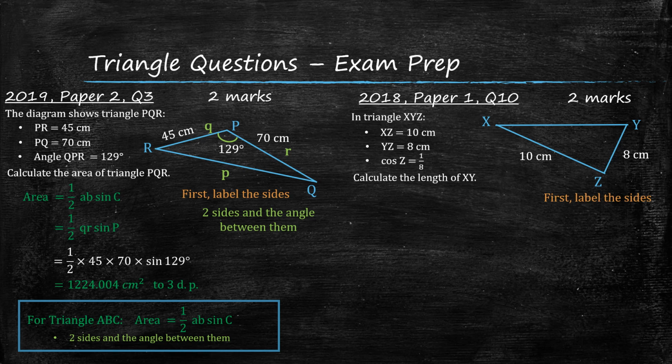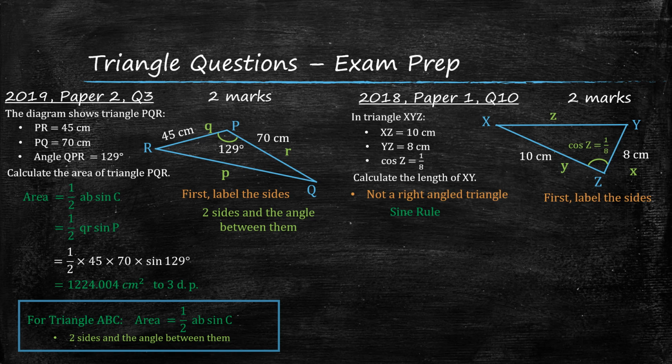Okay, as before, let's first label the sides. Side X is opposite point X, side Y is opposite point Y, and side Z is opposite point Z. Okay, let's mark on our angle. So cos of Z, angle Z, is equal to 1/8.